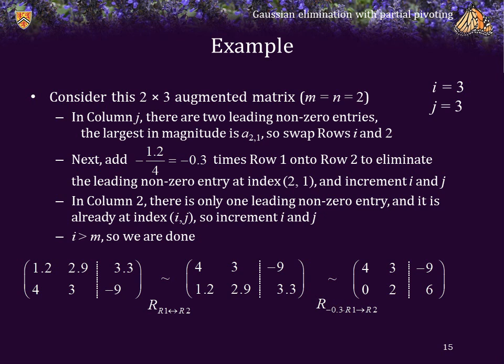Looking at this row echelon matrix, we can therefore determine that x2 is equal to 3, and substituting that into equation 1, we get that x1 is equal to negative 4.5. All right, so there we have it, an application of Gaussian elimination and backward substitution.